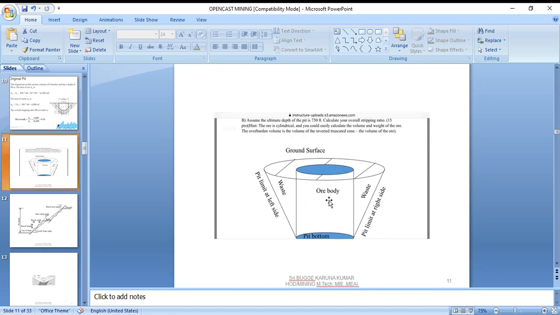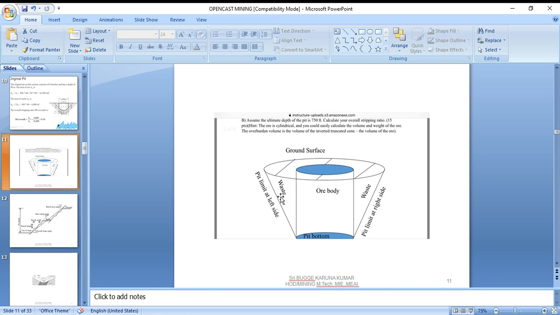Then the same is shown in a very understandable way without any numerical things. The simple ore body, you can understand the pit bottom. This is the pit top. So for this, you have to maintain this much angle, so that this is the waste and this is also waste. So pit limit at the left side and pit limit for the right side.